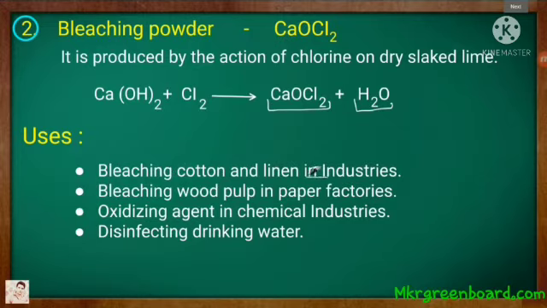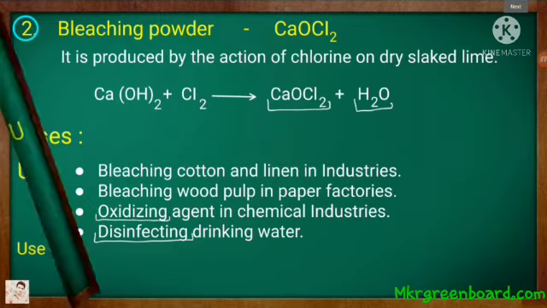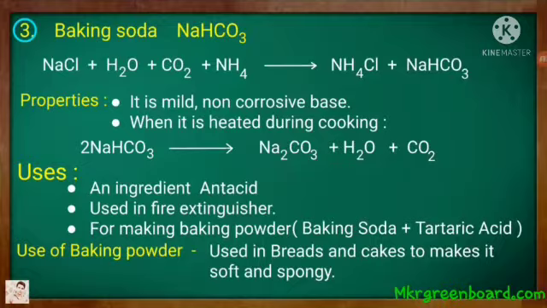Bleaching powder is mainly used for bleaching cotton and linen in industries. Bleaching wood pulp in paper factories. Third application, it is used as an oxidizing agent in chemical industries. And fourth one, disinfecting drinking water. So for water purification, bleaching powder is used.